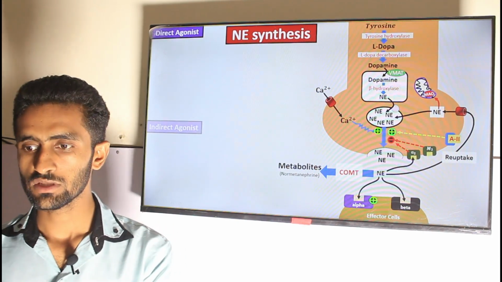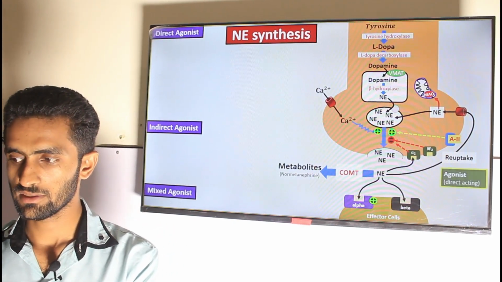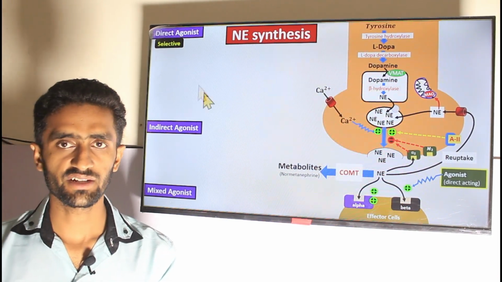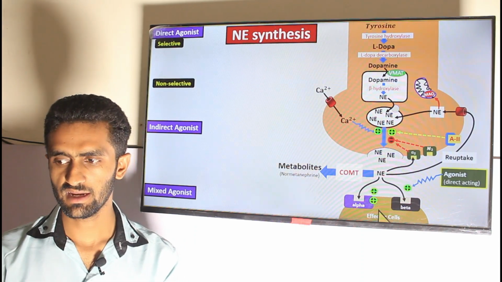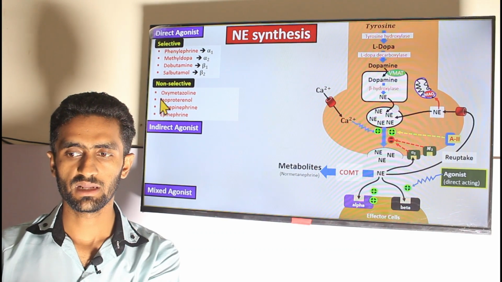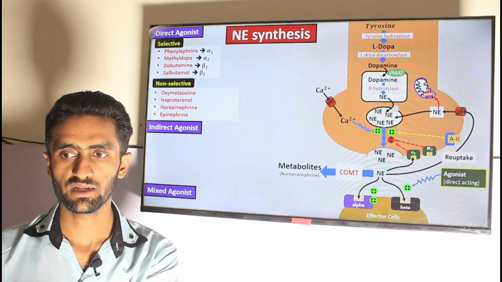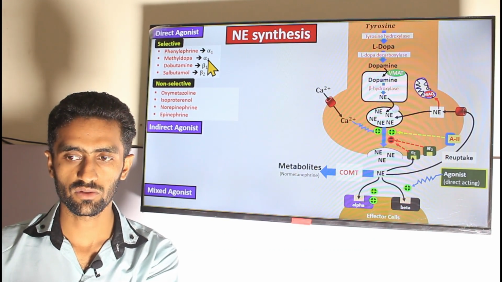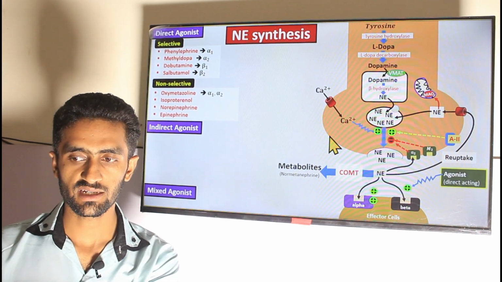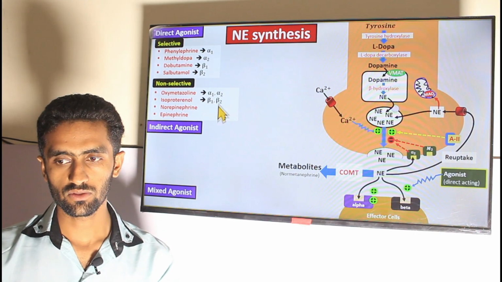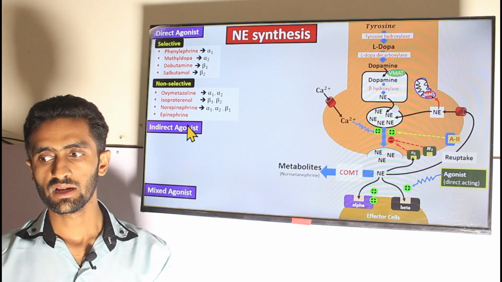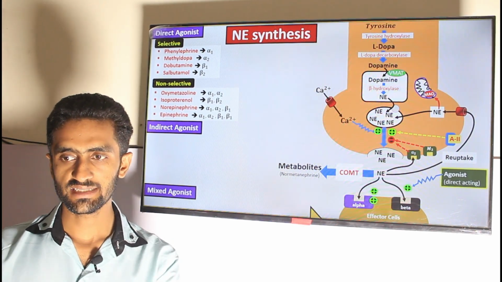Okay. The direct agonists which can stimulate are selective for alpha or beta, and non-selective types. Non-selective means they stimulate both alpha and beta, while selective ones are, for example, alpha 1, alpha 2, this drug beta 1, this drug beta 2. So these are selective types, while these are non-selective. They stimulate both alpha 1, alpha 2, and both beta 1, beta 2. They stimulate all three, norepinephrine, epinephrine. So these are the direct agonists.